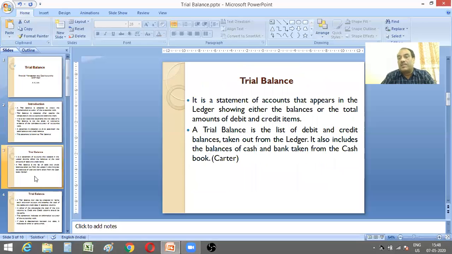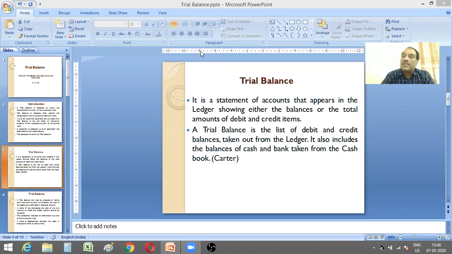So the statement is known as trial balance. So what is a trial balance? Trial balance is a statement of accounts that appear in the ledger showing either the balances or the amounts of debit and credit items. So it shows either the balance or the total of all debits and credits. There are two methods by which trial balances are prepared. One, where the debit balance and credit balance is taken, total, and then the other is the total of all credits and all debits item wise taken.